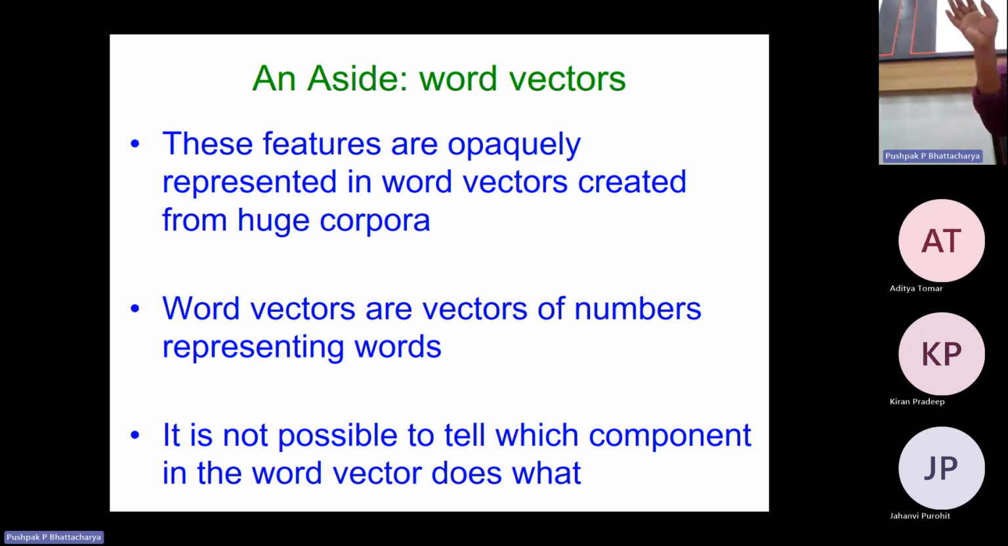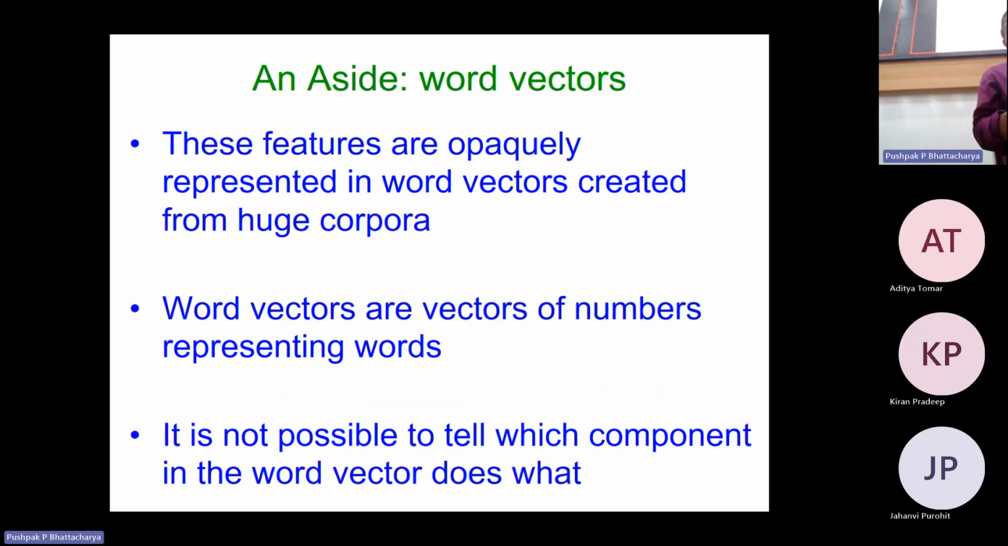Now, this painstaking feature engineering, you can avoid to a large extent if you work with what are called word vectors or word embeddings. They capture many of these features implicitly in the word vector itself. Word vectors are vectors of numbers representing words, and it is not possible to tell which component in the word vector does what. On the other hand, if we do this kind of human engineered feature extraction, then the feature vector has a meaning associated with every component. This is a morphological feature, this is a lexical feature, this is a semantic feature, and so on.